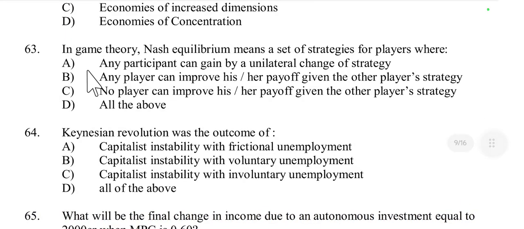Then question number 63. In game theory, Nash equilibrium means a set of strategies for players where no participant can gain by a unilateral change of strategy. Any player can improve his or her payoff given the other player's strategy? No player can improve his or her payoff given the other player's strategy. So here option 3 is right. According to the Nash equilibrium, no player can improve his or her payoff given the other player's strategy. So option C is right here.